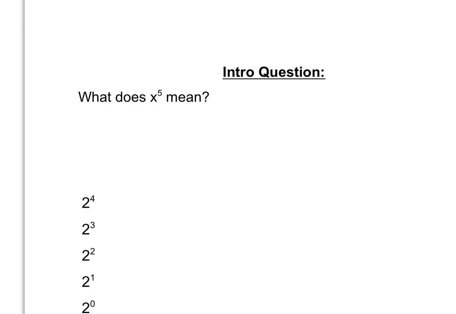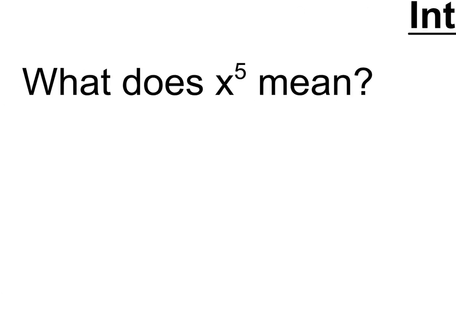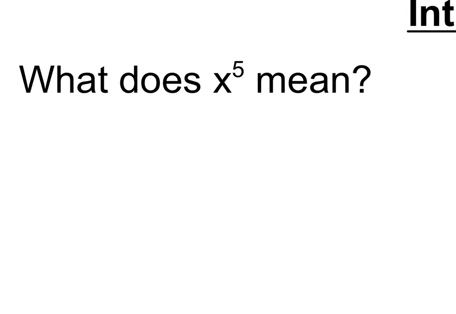If I have something like x to the 5th power, what does x to the 5th power mean? Anybody have any ideas what that means? Yeah, go ahead. X multiplied by itself 5 times. Very good. X multiplied by itself 5 times. So that's x times x times x times x times x. These are made up really in 2 parts.